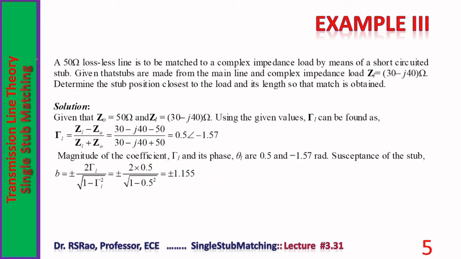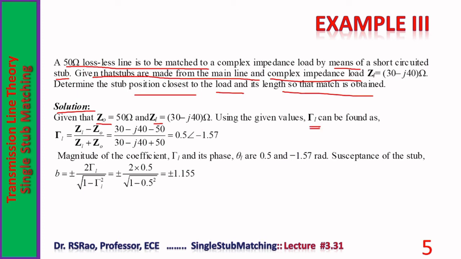Another problem we consider. The difference between this problem, example 3, and the previous two problems is that there the load is real. Here the load is complex. So the procedure, the calculation, the formulas, they are slightly different. A 50 ohm lossless line is to be matched to a complex impedance load by means of a short-circuited stub. Given that stubs are made from main line and complex impedance load ZL is equal to 30 minus J40 ohms. Determine the stub position closest to the load and its length so that match is obtained. Solution. Given Z0 is 50 ohms, ZL is 30 minus J40 ohms. Now gamma L.